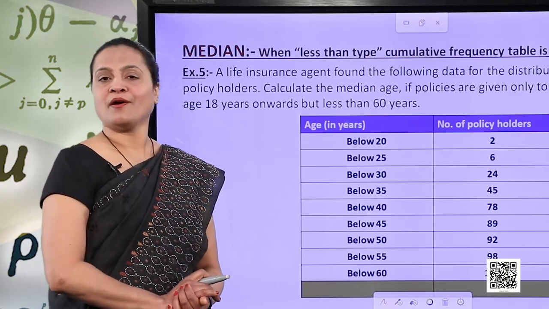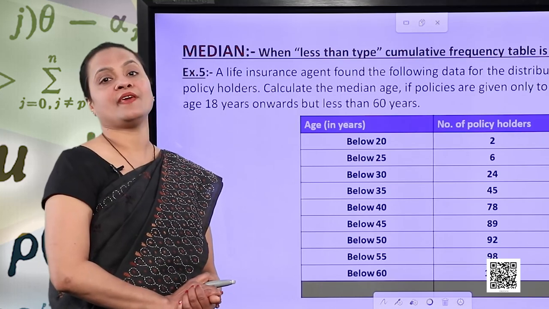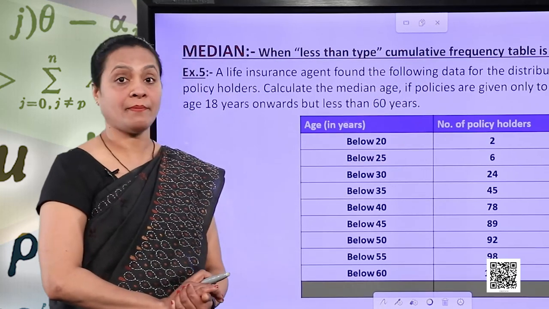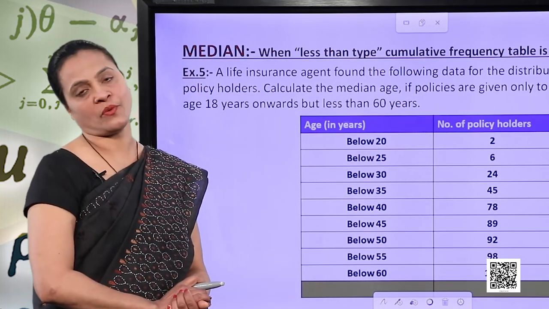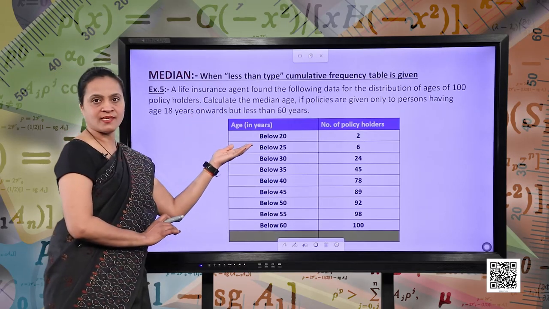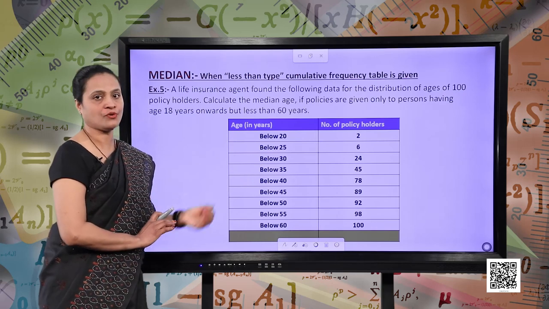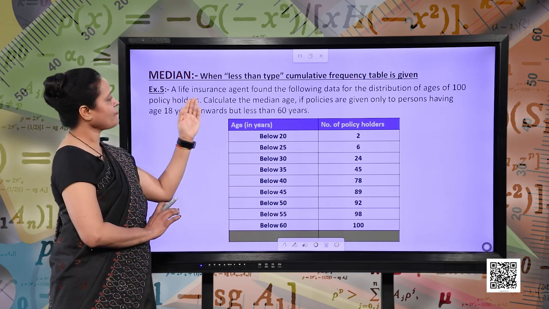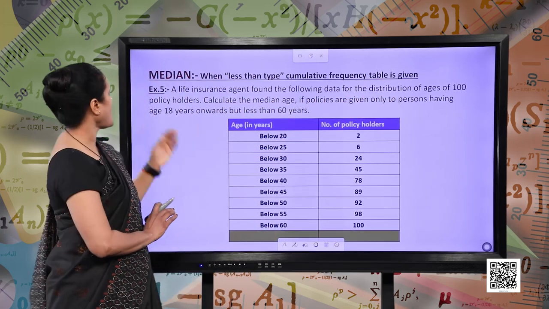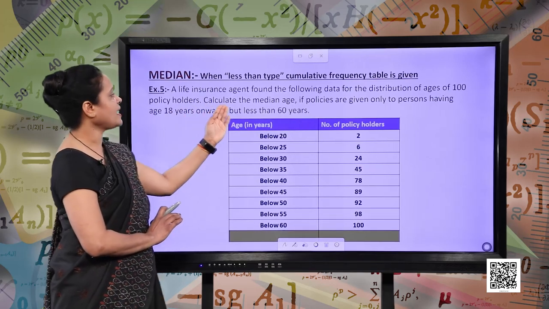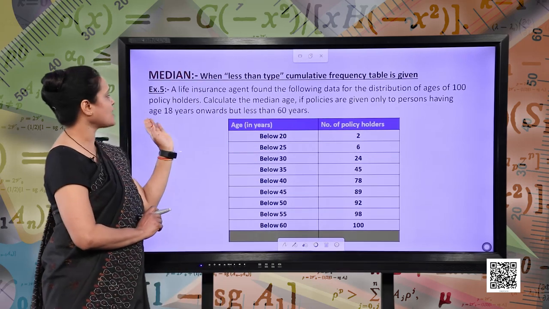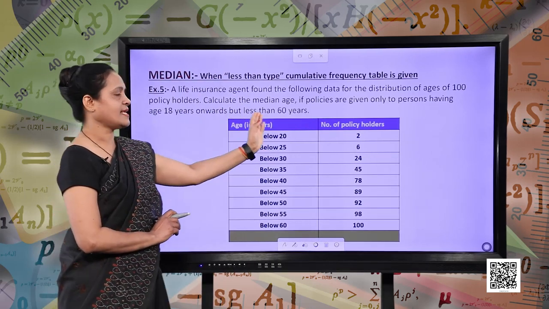Students, you may come across a question where instead of giving the class intervals, you are given either a less than type cumulative frequency table or a more than type cumulative frequency table. So, I have taken an example in which a less than type frequency distribution table is given to you. The question is, a life insurance agent found the following data for the distribution of ages of 100 policy holders. Calculate the median age. If policies are given only to persons having age 18 years onwards, but less than 60 years.